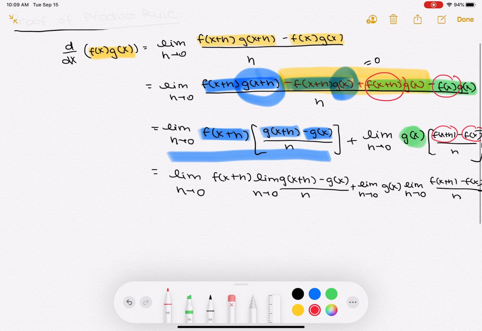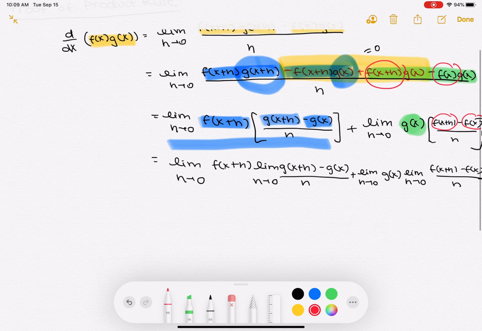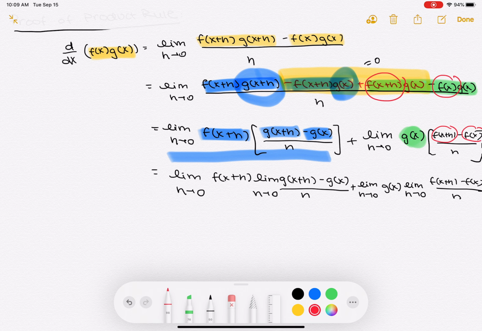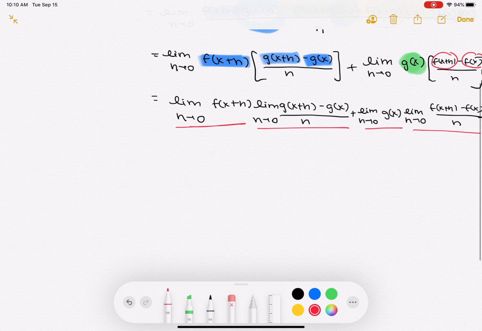Now I can use the limit laws. Remember I told you a while back that the limit laws are underlying everything that we're doing this semester, and this is one place in which they're doing that. The limit laws tell us if I have a product of two functions, I can take the product of the limits. That's not true of derivatives, but it's true of limits. So I can look at the limit of the f of x plus h, this limit, and this limit. Now let's look at what each of these do.